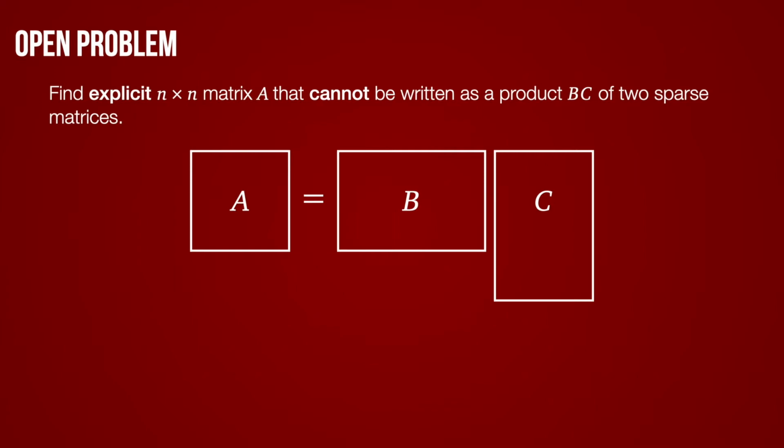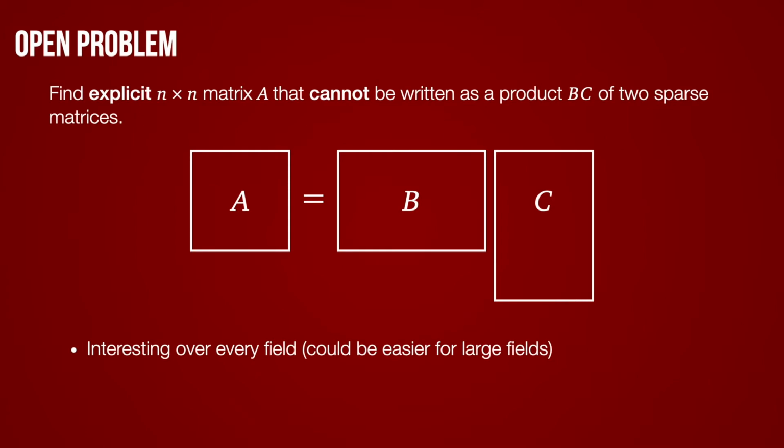For convenience, let's assume A is a square matrix, n by n. It's not that crucial, it just helps to have one less parameter around, and then B and C can be rectangular of the appropriate dimension for the multiplication to make sense. As usual in complexity theory, when we say we want to explicitly construct a matrix, what we really mean is a family of matrices, either one for every n or for infinitely many n's. This is interesting over every field. As complexity theorists we are maybe more used to F2 or other finite fields, but this is also interesting over the rational or complex numbers, and in fact it could be easier the larger the field gets.